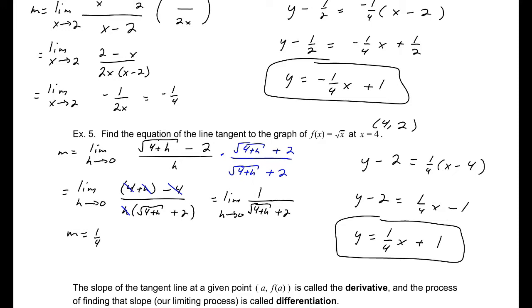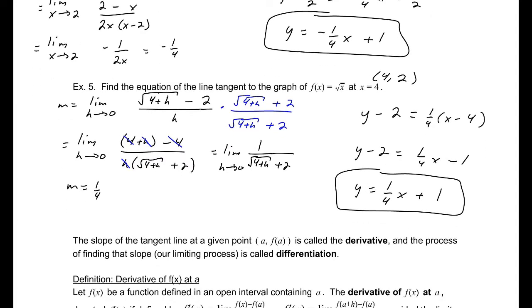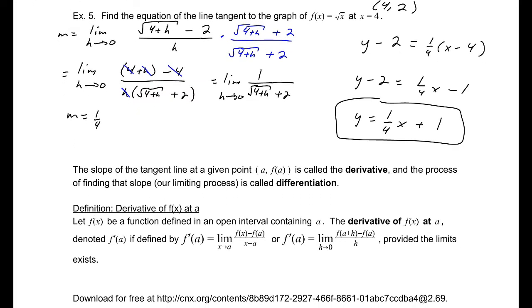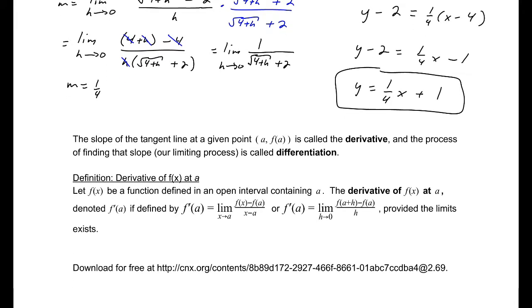All right. So what we've been doing is finding the derivative. Okay, so here is the definition of that. The slope of the tangent line at a given point is called the derivative. And the process of finding our slope, that limiting process, is called differentiation. Limits are the most important thing in all of calculus. All right, so we now make this definition that f prime of a, our derivative of f of x at a, is equal to that limit that we have just found. And both of these forms are equivalent as necessary.